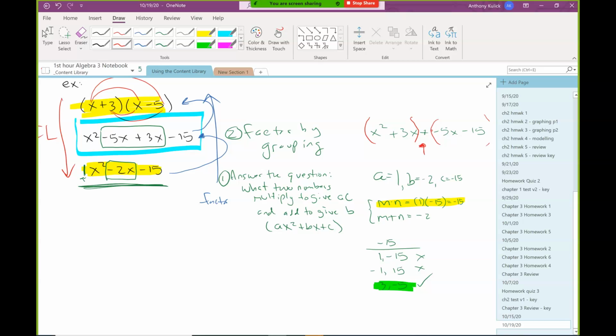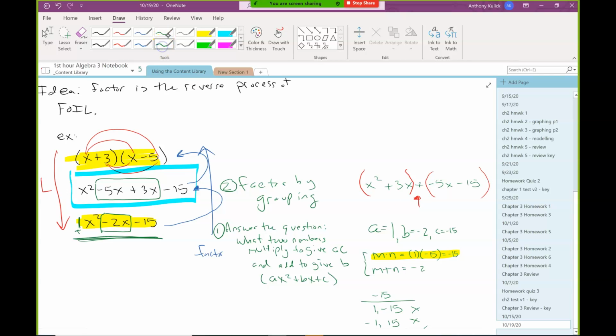Mr. Kulik, what would I do if there's not a plus sign in the middle? What if I had a subtraction symbol there? Just rewrite the subtraction as plus and negative. Like we did here, right? I could have written that as 3x minus 5x, but I just wrote it as plus and negative. Is that okay? All right.